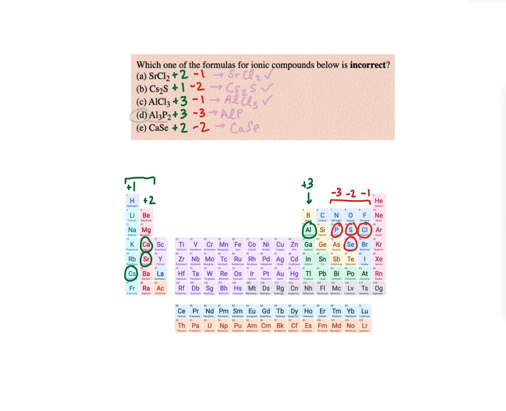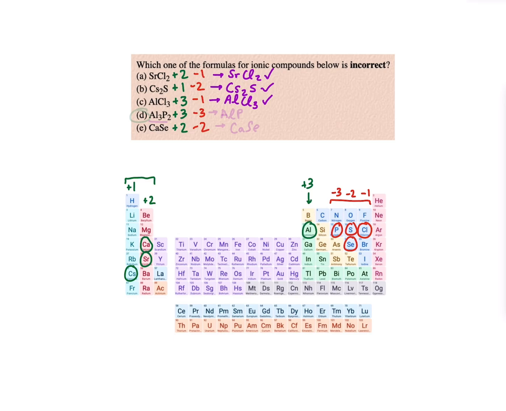So let's go through and see how these match up. So since we have +2, -1, we would need 1 strontium and 2 chlorines, which is correct. This next option, we would need 2 cesiums and 1 sulfur in order for them to balance, so that is correct. We have aluminum, and then we'd need 3 chlorides to balance, which is correct.